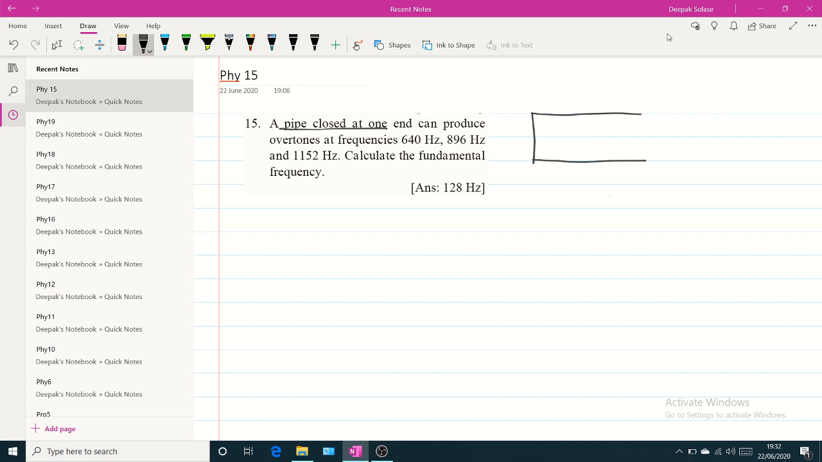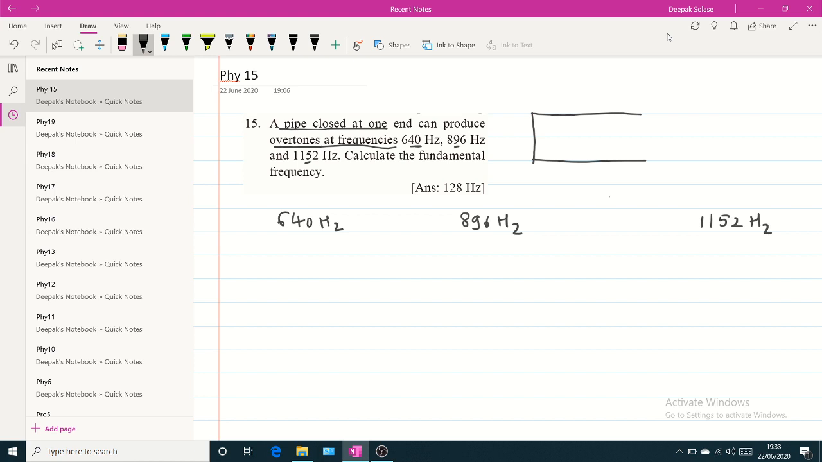It can produce overtones. There are different frequencies mentioned over here. A frequency of 640 hertz is given, then 896 hertz, then 1152 hertz, right? So these are overtones. We can say that it is not the fundamental harmonic, not the first overtone, not the second overtone. Okay, so we need to calculate the fundamental frequency.